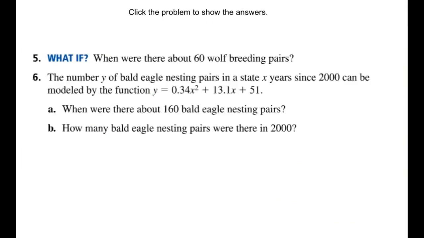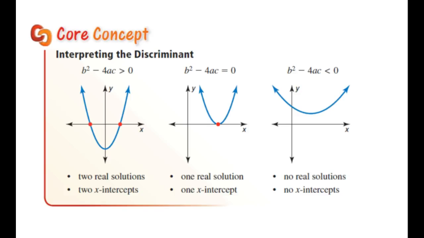So now here's your next monitoring progress that you can try and see what you're looking at. So now we're going to be interpreting the discriminant. This was our second learning target today. So the discriminant is the stuff that's underneath the radical sign in the quadratic formula. Okay, that b squared minus 4ac.